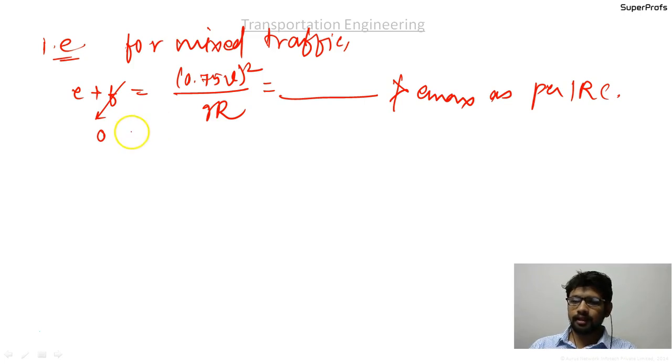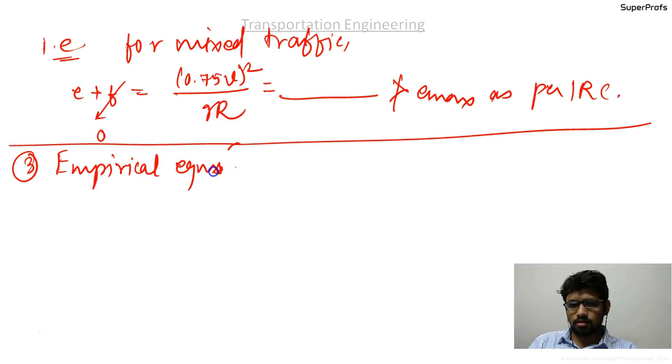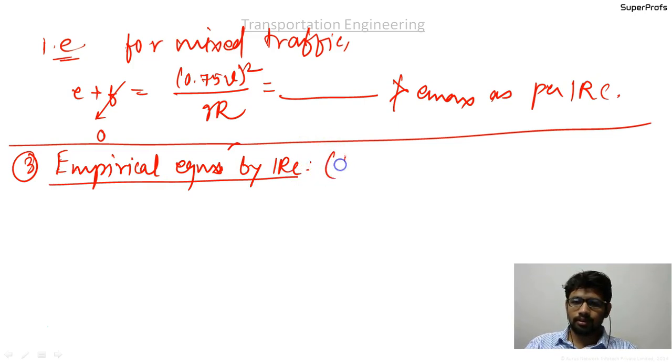Okay, so the third criteria that has been considered is the empirical equations by IRC. It is usually asked for IES exam and less considered for the GATE exam, because whenever you have to mug up, GATE is not to check how much you can mug up.